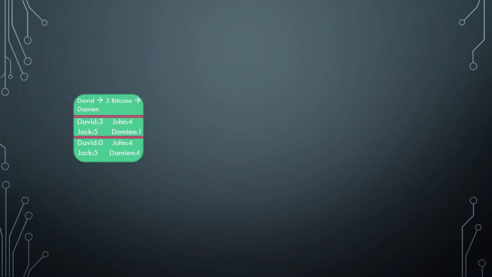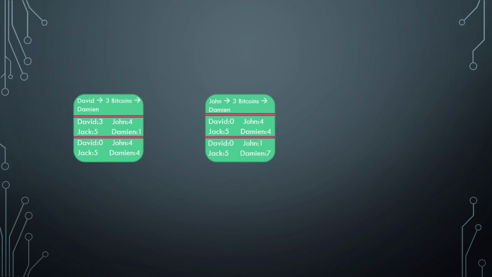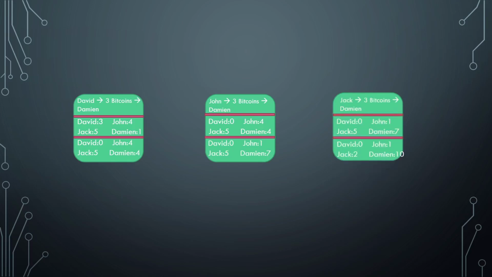Now, John owes Damien 3 Bitcoins too. Of course, John will send 3 Bitcoins to Damien, and a new block is created which stores the details of this transaction. Like John sent 3 Bitcoins to Damien. Also, John has 1 Bitcoin, Damien has 7, David has 0, and Jack has 5 Bitcoins. Another transaction happens between Jack and Damien, and a new block will be created, where Jack sends 3 Bitcoins to Damien and the information will be recorded.